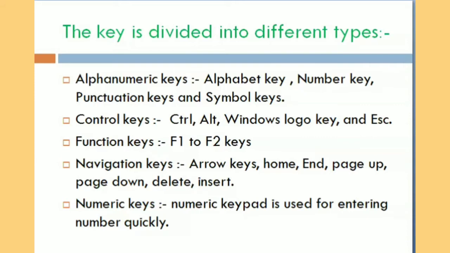In the keyboard there are multiple keys. For example, alphanumeric keys, control keys, function keys, navigation keys, and numeric keys. One by one we are going to see the different types of keys. First is alphanumeric keys. This includes the alphabet keys, number keys, punctuation keys, and symbol keys.